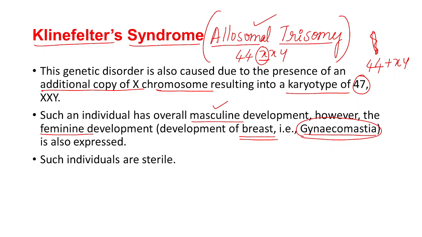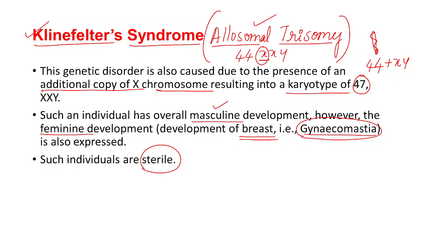Right? And such individuals will be sterile in nature. It means they cannot produce normal sperms, or spermatogenesis will not be seen. The spermatogenesis will be absent. That is the Klinefelter syndrome.